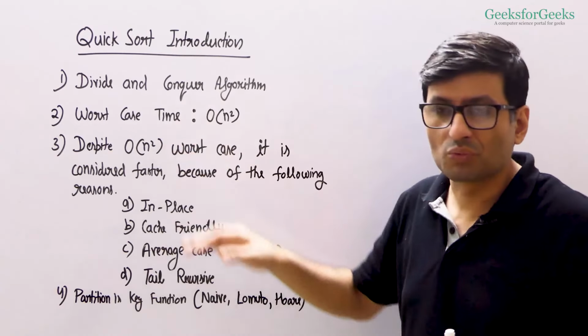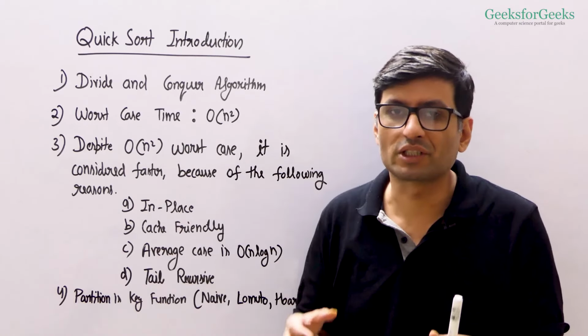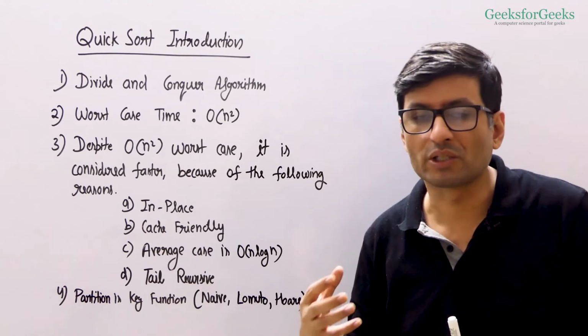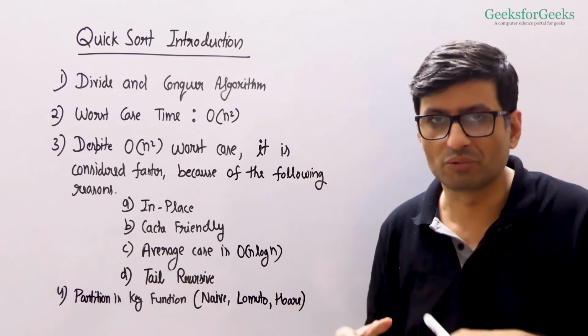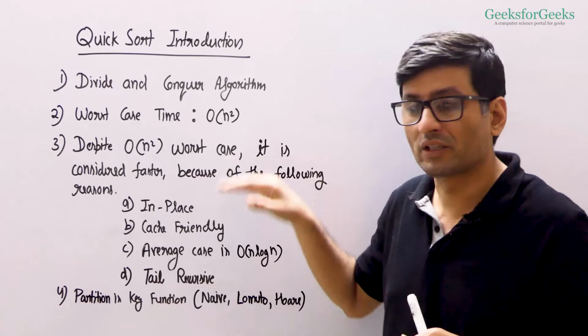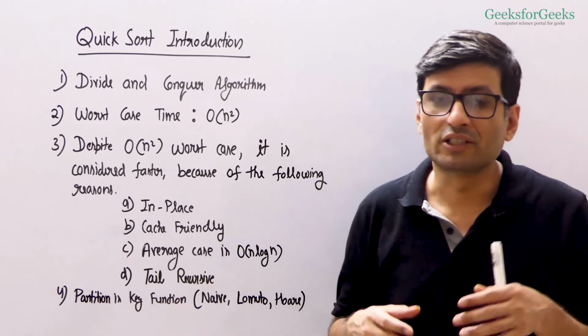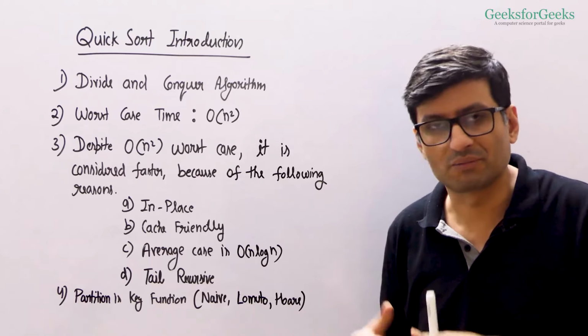The next point is the worst case time complexity of quicksort is big O of n square. If you compare it with merge sort, which has big O of n log n time even in the worst case, quicksort is big O of n square. But despite having big O of n square worst case time, it is considered faster than merge sort.